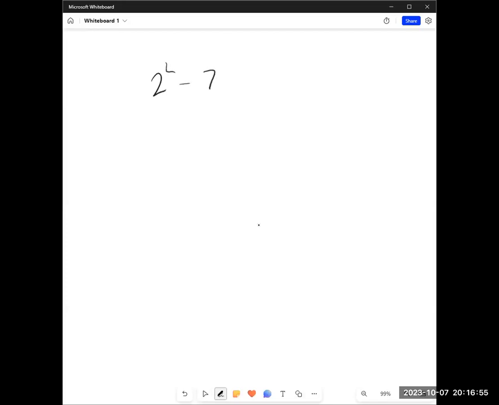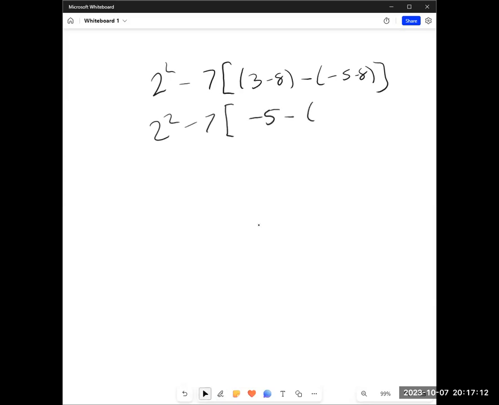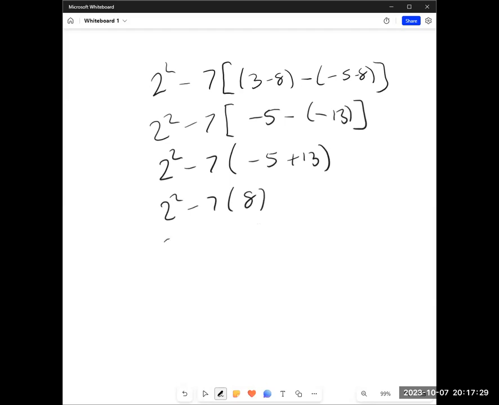2 squared minus 7 times (3 minus 8 minus -5 minus 8). 2 squared minus 7 times (3 minus 8 is -5, minus -5 minus 8 is -13). 2 squared minus 7 times (-5 plus 13), so 2 squared minus 7 times 8. 7 times 8 is 56. 2 squared is 4. 4 minus 56, they're opposite signs, so we keep the sign of the bigger and find the difference between them, which is -52.